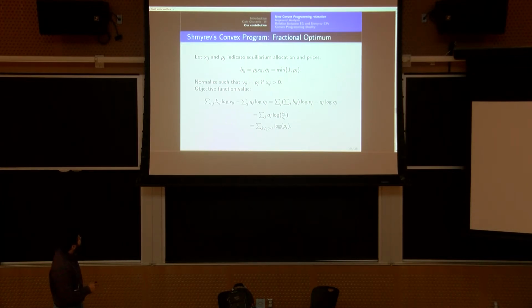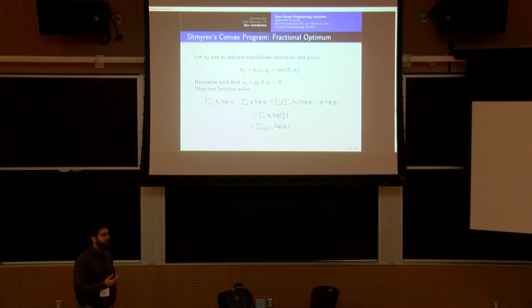And here's the reason why the fractional version captures the upper bound. So again, it's the same idea. You can translate equilibrium allocation and prices to the spend, and you set the spend to be the minimum of 1 and the price, right? This is what you want, and you normalize it in a certain way.